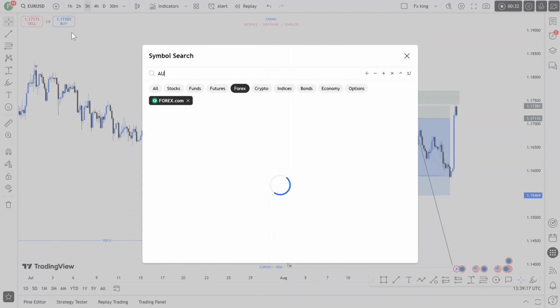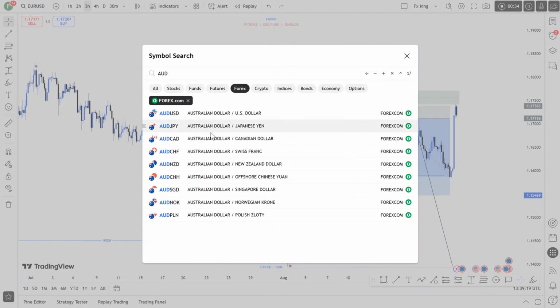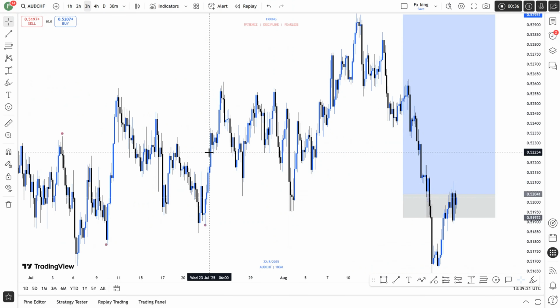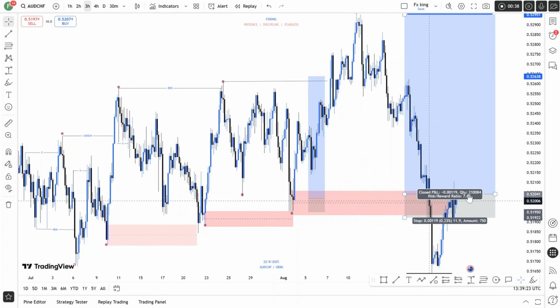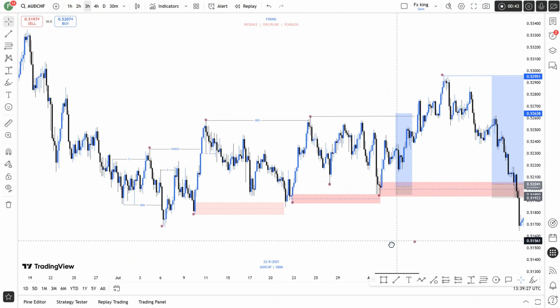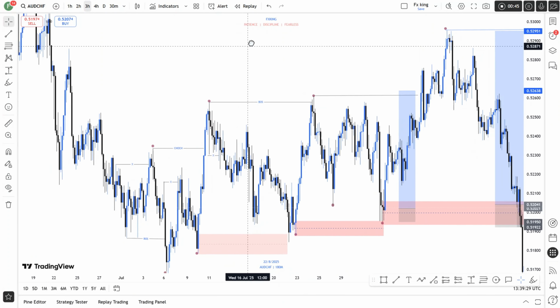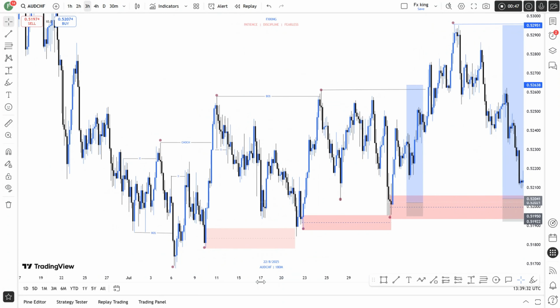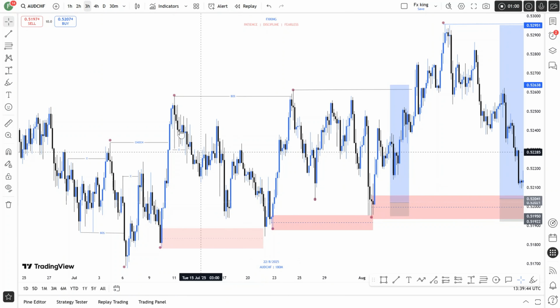AUD CHF. So this is the pair here, and this is the zone we were looking to buy from. Now the reason why I was looking to buy from this zone is simple. You can see the market has been pushing down here. So this market took out this inducement, then led to this break of structure to the downside. It later came back above, taking out this break of structure, leading to a change of character to the upside. Ever since that happened, you can see that the market pretty much has been bullish.